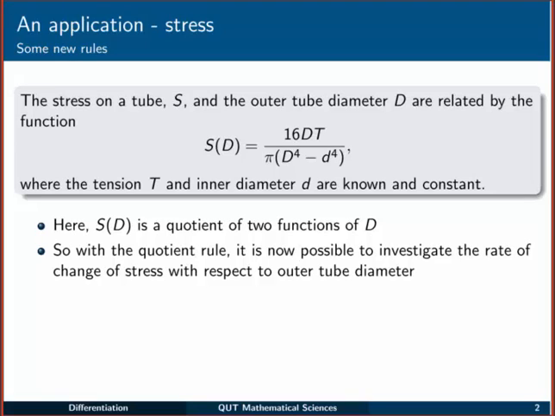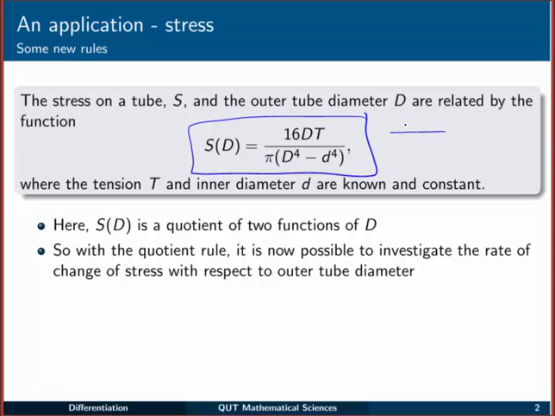So to recall the problem, we had that the stress, capital S, on a tube and the outer tube diameter, capital D, are related by this function here, S of D equal to 16DT over pi times D to the 4 minus little d to the 4, where capital T and little d were known and they're essentially constants. So basically all we've got here as variables is capital D and the function value itself, capital S. So S is a function of D.